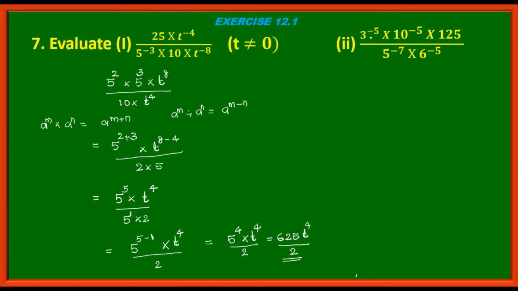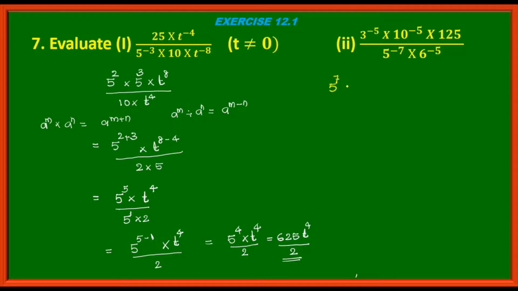Next, question number 2. 3 raised to minus 5 into 10 raised to minus 5 into 125, divided by 5 raised to minus 7 into 6 raised to minus 5. Let us take the reciprocal of the numbers with a negative exponent. So 5 raised to minus 7 goes to the denominator as 5 raised to 7.